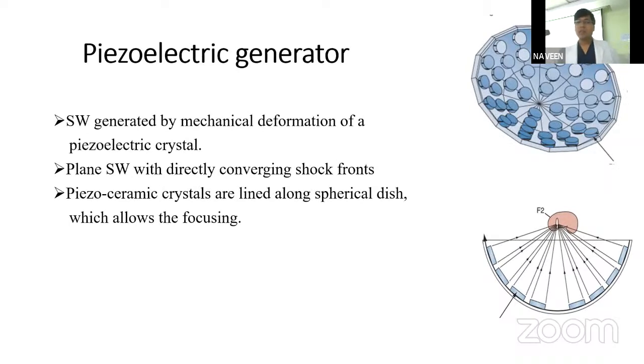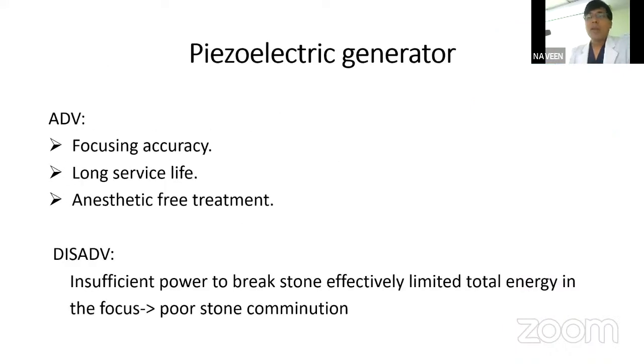Now come to the piezoelectric generator. In the piezoelectric generator, thousands of piezoelectric crystals are arranged in a spherical array. When the current is applied to these crystals, they deform and produce a shock wave, and they don't need any focusing system. They directly focus on the F2 point and effectively break the stone.